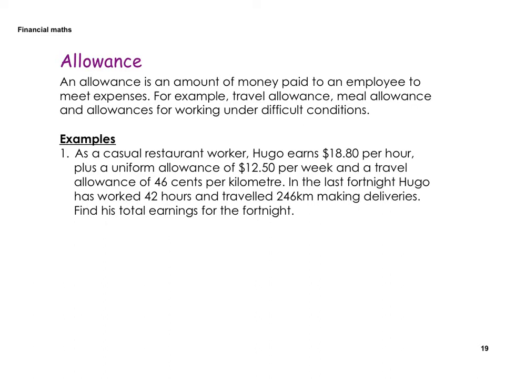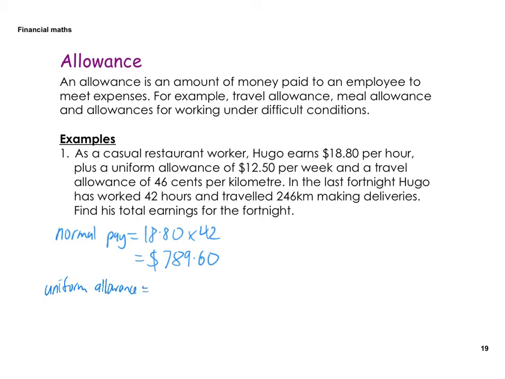So let's go normal pay. That's just the regular 18.80 times by 42, which is 789.60. Okay, next bit is the allowance. So uniform allowance, that's $12.50 per week, but it's a fortnight, so times by 2, so $25. And the last bit, travel allowance.